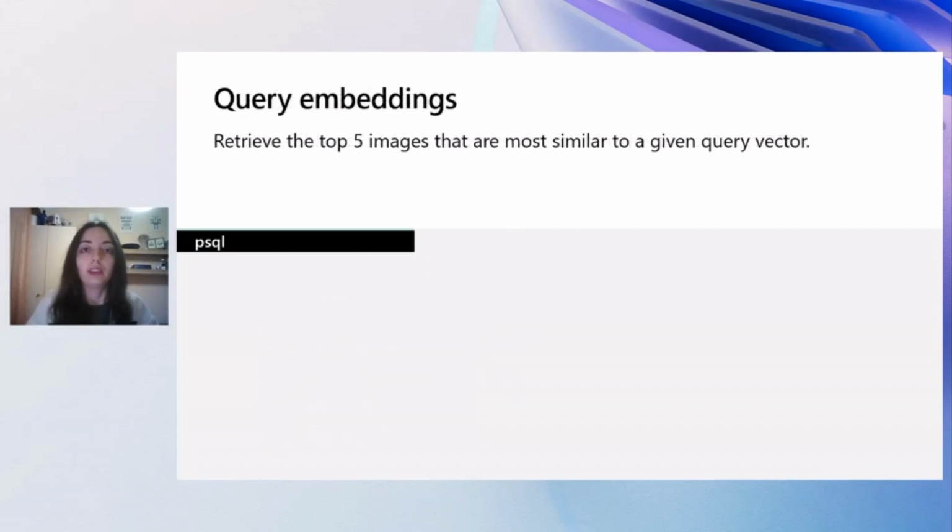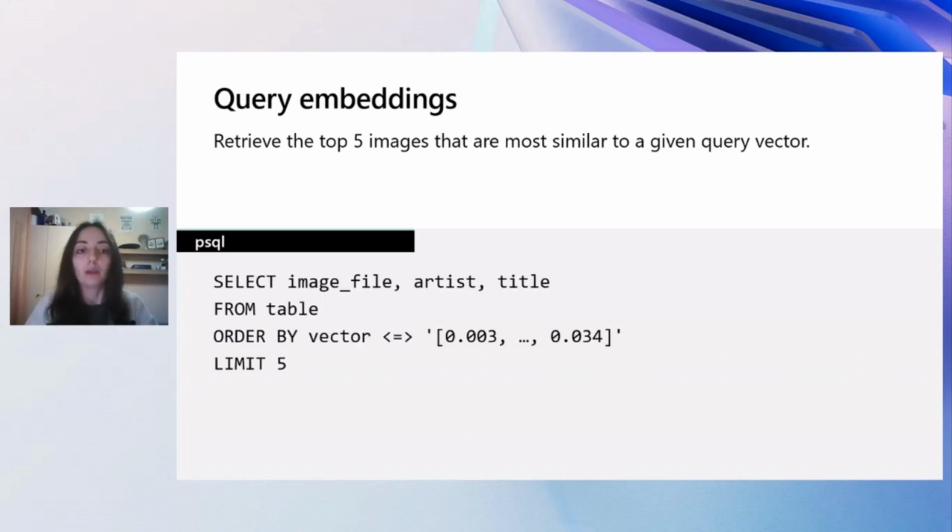To retrieve similar paintings, you can use SQL select statements and the built-in vector operators. For example, the select statement calculates the cosine distance between the query vector and every vector stored in our database, sorts the result by the calculated distance, and then retrieves the 5 most similar images. Let's see a short demo.